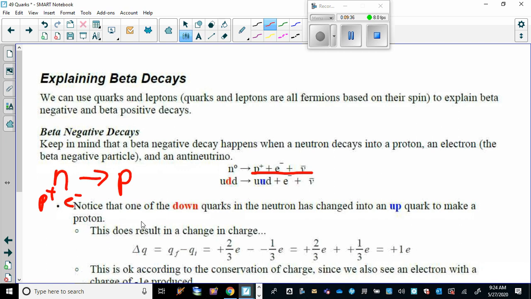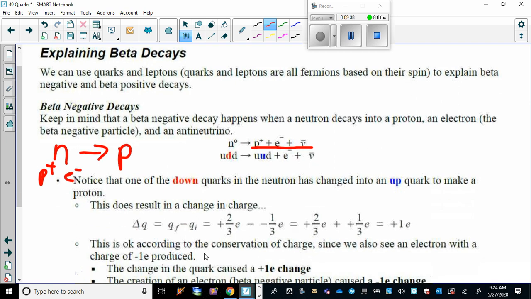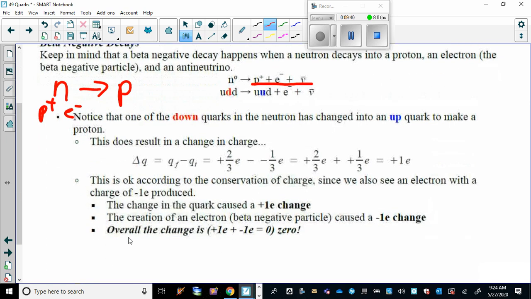Okay, and there you go, it says the overall change is 0. So nothing changed. The overall charge did not change in this. We started off with 0 over here. What do we have over here? We have 0, because this is +1 and this is -1. So nothing changed except for a down quark changed into an up quark.